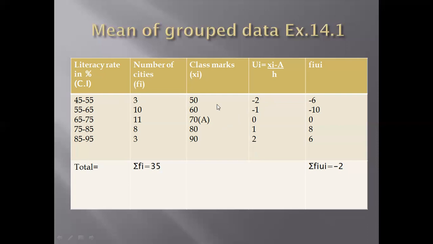Now multiply 3 into minus 2, minus 6, 10 into minus 1, minus 10, 11 into 0 is 0, 8 into 1 is 8, 3 into 2 is 6. Total of Fi is 35. Total of Fi Ui is minus 2.